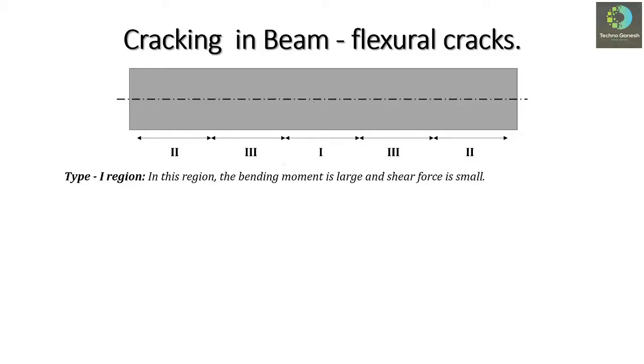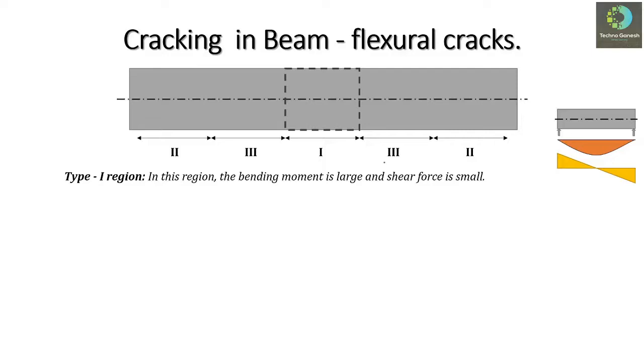In the type 1 region, that is in this portion, the total portion will be subjected to a large bending moment, and the shear force will be smaller in this region. Why? Because as we know, for this simply supported beam subjected to external loading, the bending moment will be maximum at the midspan and the shear force will be zero at the midspan. Again, as you can see, the bending moment goes on reducing as we move towards the support, and the shear force goes on increasing as we move towards the support. So that's why we are saying that the bending moment is maximum and the shear force is smaller in this particular region, that is region number 1.